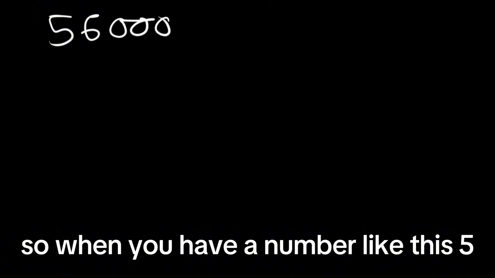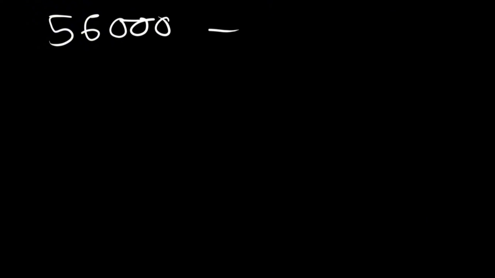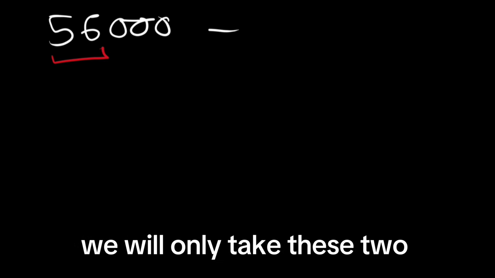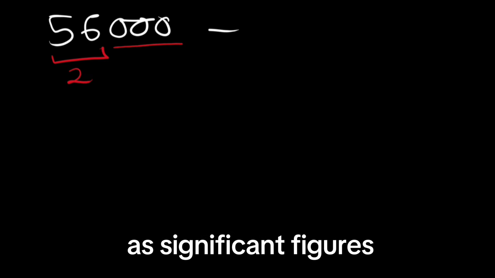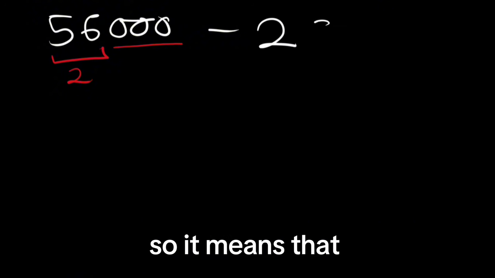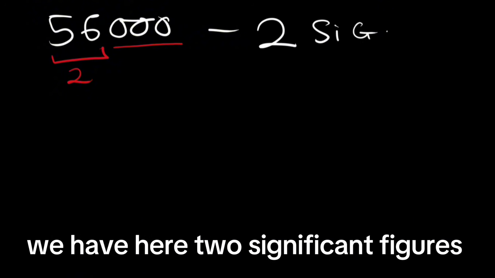Let's take an example of trailing zeros. So when you have a number like this, 56000, then how many significant figures do we have? We will only take these two as significant figures, because these are trailing zeros. So it means that we have here two significant figures.